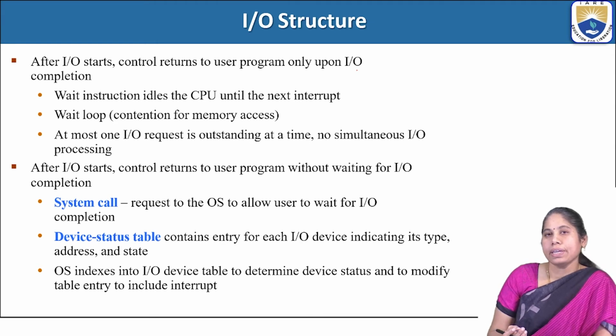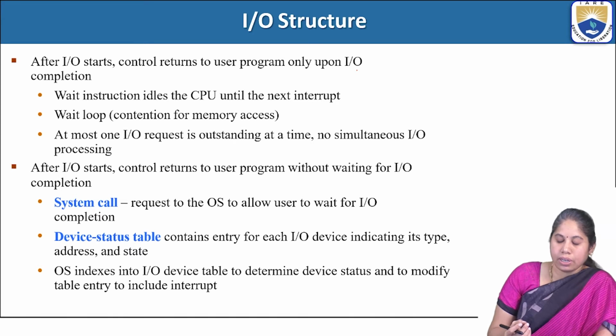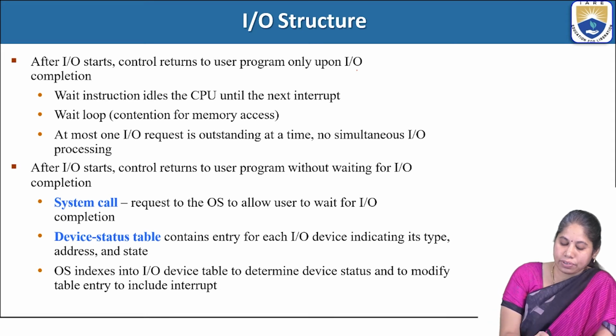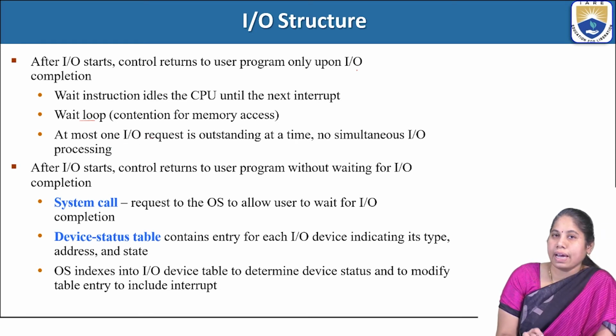Memory is also a resource, not only the CPU, because one or more CPUs or other parts may require access to the memory. That is actually the wait loop; obviously you have to wait until your chance comes. So at most one I/O request is outstanding at a time, with no simultaneous I/O processing.